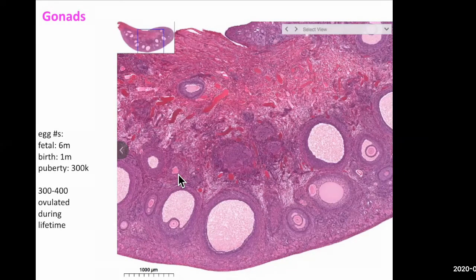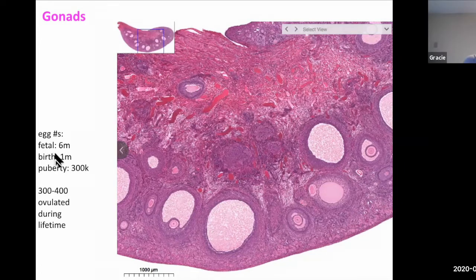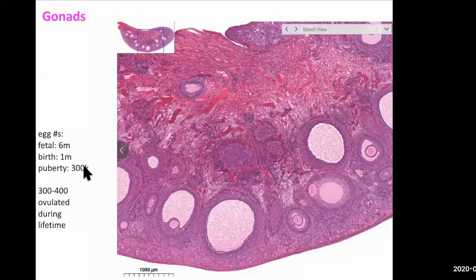1,500. Right. So let's look at a comparison here, right? Females are going to start off, a fetal one might have 6 million. By the time it's born, there's about 1 million. By puberty, there's about 300,000 eggs produced, and that will be what a female has for life, right? About 300,000. Only about 300 to 400 are going to be ovulated. That is, become mature and released from the ovary right there, right?